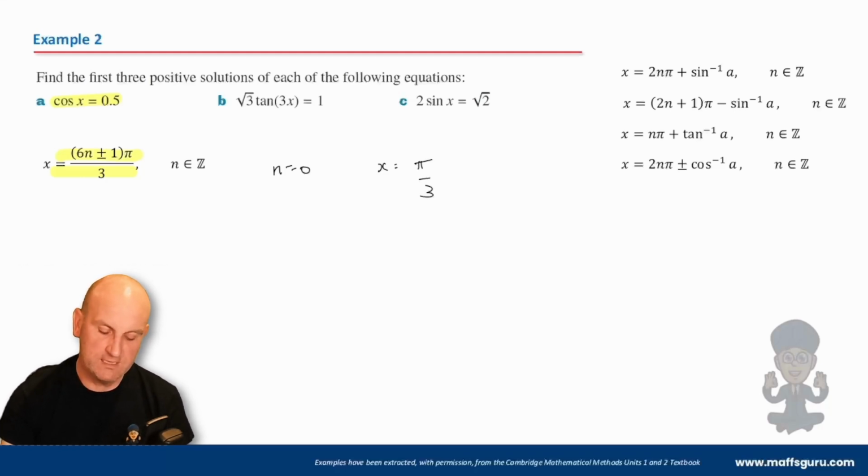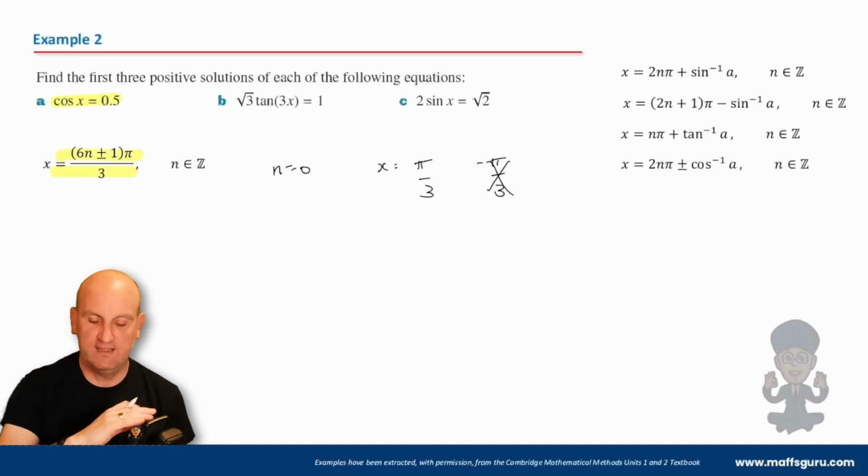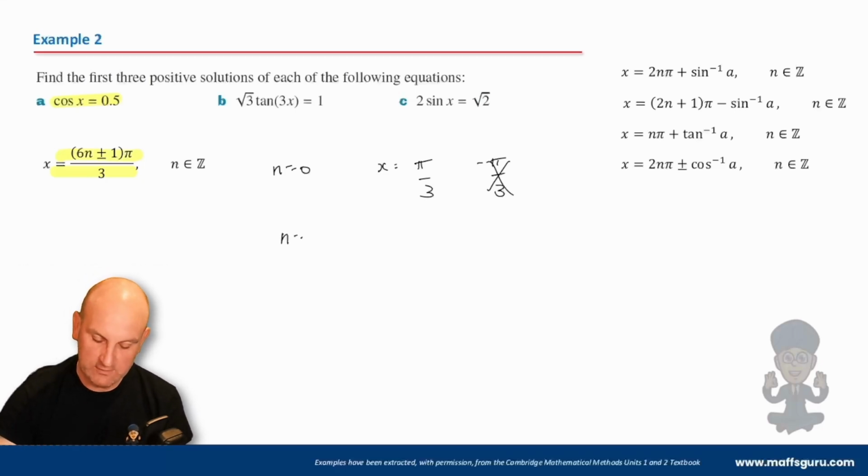And 6 times 0, which is 0, minus 1 is minus 1. So it's minus pi on 3. So I'm going to discount that for the moment. Don't need it. Is it worth going negative? Well, if I make n equals minus 1, I'm going to get loads of negative values. So my next value I'm going to try is n equals 1.